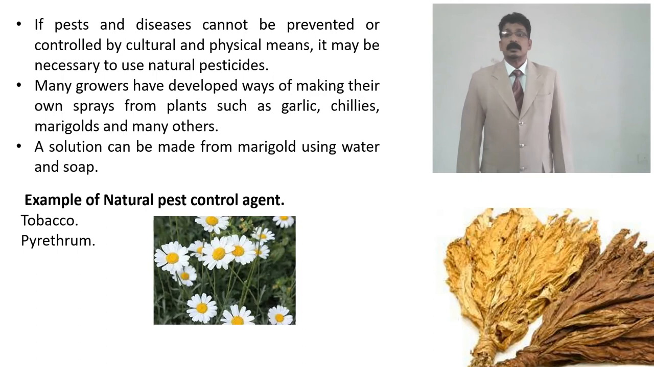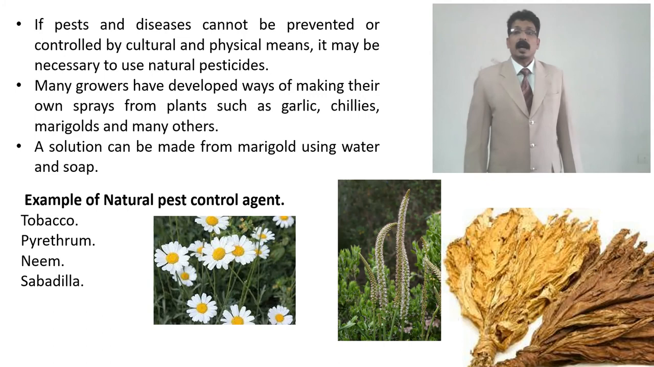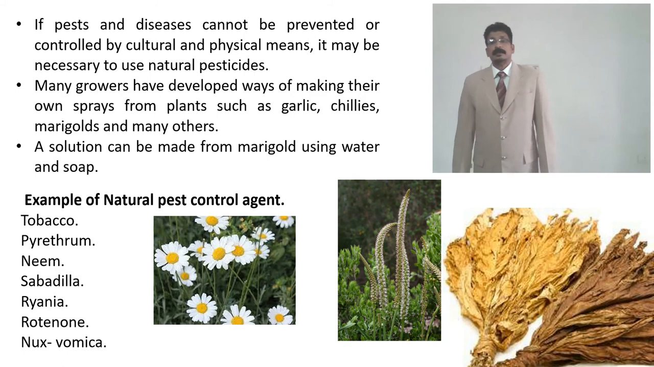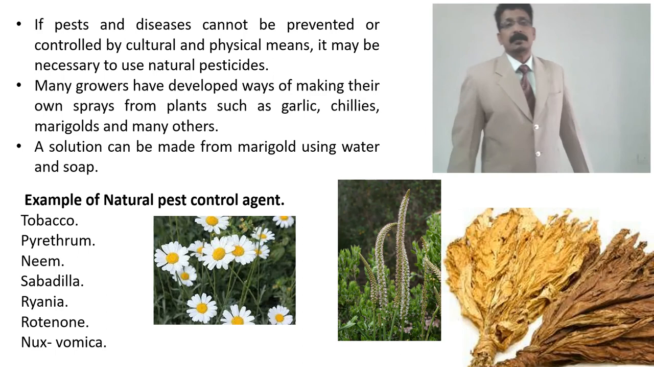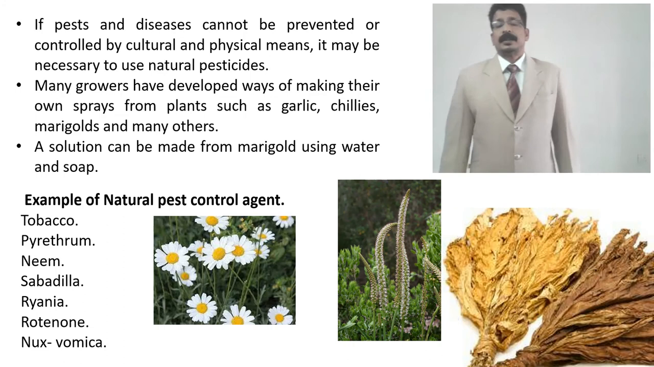And sabadilla is also a plant with long flowers. And the next one is Ryania, Rotenone, Nux vomica. Nux vomica we might have studied already in our Pharmacognosy 1 itself. It's a poisonous seed which contains brucine and even strychnine, which has a convulsive effect. So this also can be used as a pesticide in various methods.